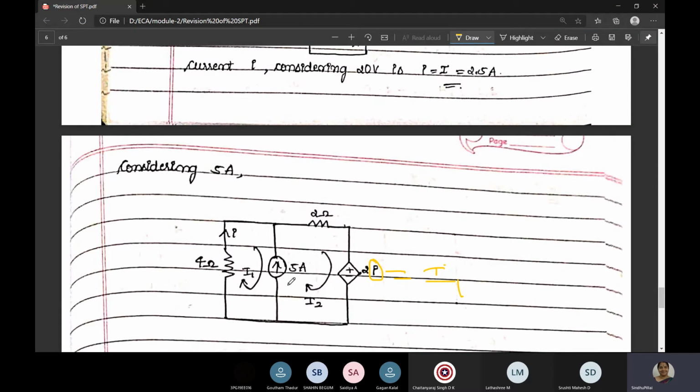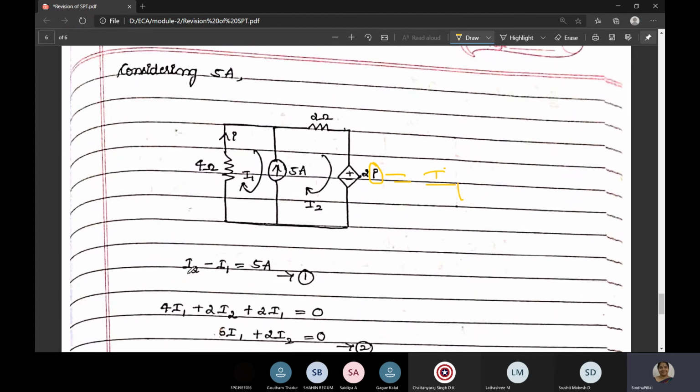For mesh analysis, check whether you have any current source at the border. We don't have. Between the meshes, do we have a current source? Yes, we have 5 amps between the two meshes I1 and I2. So write this current source in terms of loop currents. Which current do we take first? The current which is in the direction of the 5 amps. So take I2 first: I2 minus I1 is equal to 5 amps. This is the first equation.